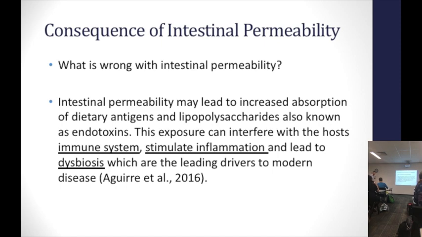You can ask me the question now, well, what is wrong with leaky gut? Basically, leaky gut will lead to an increased absorption of dietary antigens and lipopolysaccharides. This then goes on to cause interference with our immune system, stimulate inflammation, and lead to dysbiosis, all of which are the leading drivers of modern disease.